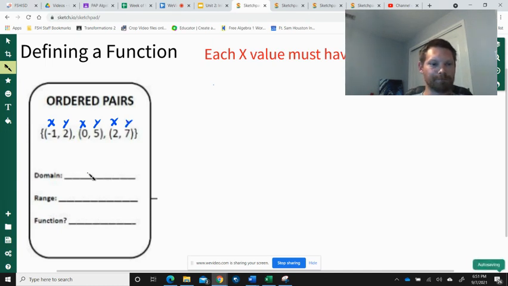in this class too. Okay, so in the last video, we learned that domain is another word for x values. So what they want us to do here is just write out all the x values. Okay, easy enough. -1, 0, 2. All right, there's my x values. Range, what do we got? We got 2, 5, and 7.